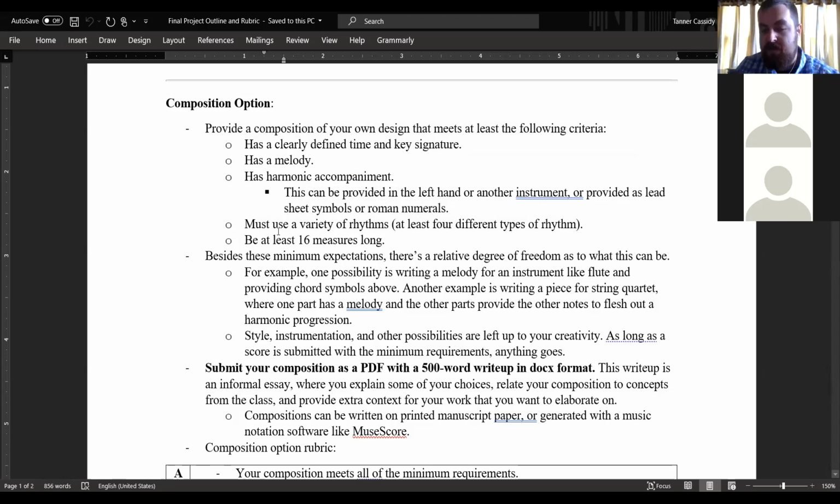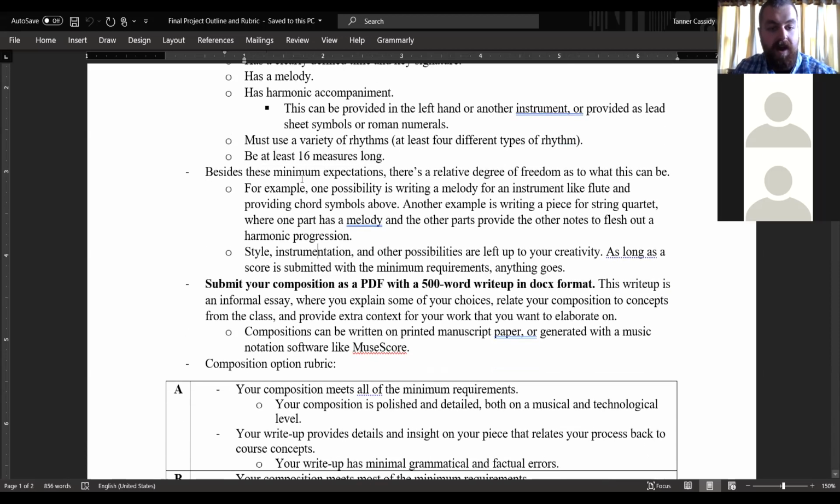You must use a variety of rhythms, so at least 4 different types of rhythm. What I mean by types of rhythm is quite simply, it can't all just be quarter notes. If you're going to be in 4/4, it needs to have a quarter note, an 8th note, a 16th note, and a whole note or something. And it needs to be at least 16 measures long. Depending on your tempo, that's quite short, actually. Beyond these expectations, there's a lot of freedom for what this can be. This is designed to be widely applicable. Other versions of this class have students write out chorales or classical models.